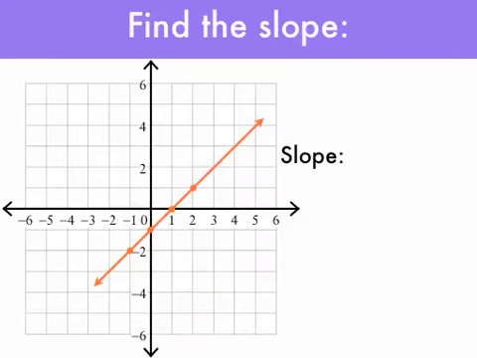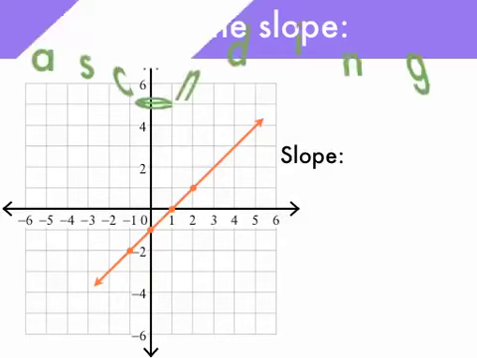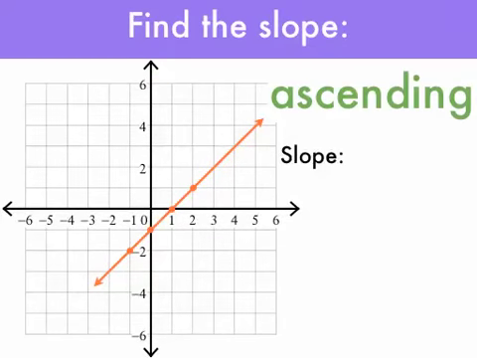This example asks us to find the slope. Notice I have points on the line, and you can choose any 2 points. I say choose consecutive points. That means the points that are right next to each other on the line. So for this example, I'm going to choose this point. This would be an ascending slope.